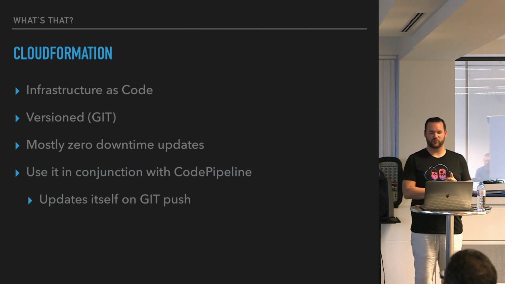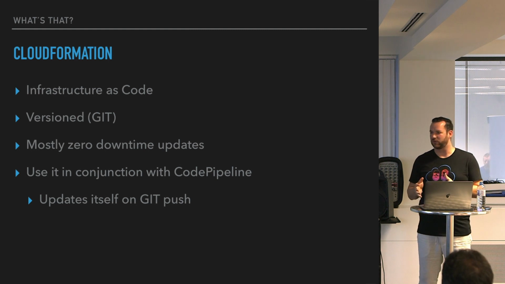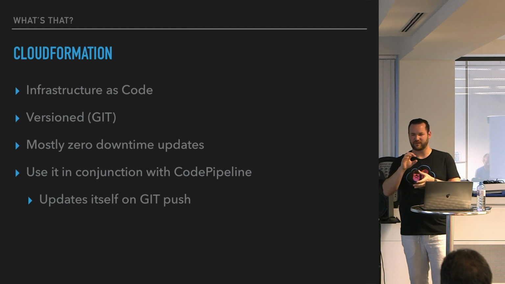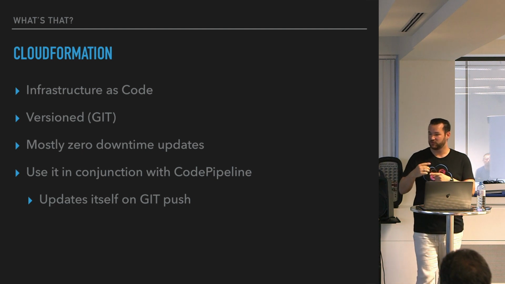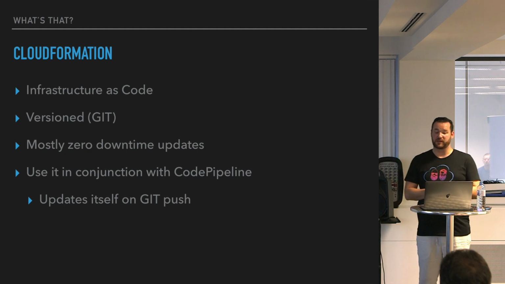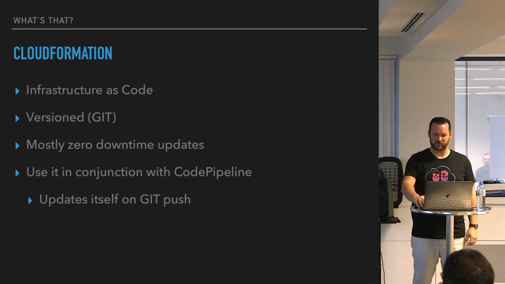And I use it in conjunction with CodePipeline. So the first thing I do when I start a CloudFormation project is to create a master pipeline that updates itself. That means if I change something on the initial CloudFormation template, I want the CloudFormation stack to be updated itself, and that you can do by using CodePipeline and having a master pipeline that updates itself. That is quite easily possible with CloudFormation.